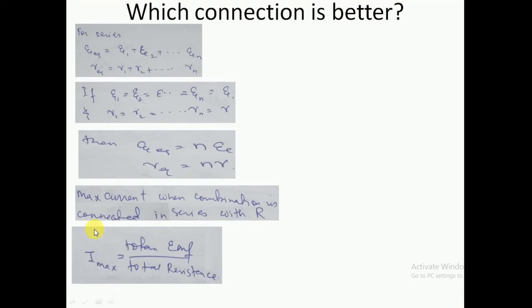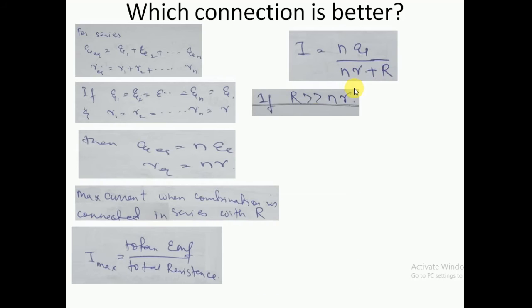So now this is the formula for maximum current. Maximum current is total EMF by total resistance. So I is equal to total EMF divided by total resistance, which is internal resistance plus the resistance you are adding to the circuit. Now if the value of external resistance R is more, and the internal resistance of the cell is very small, then you are adding this to a very large resistance.